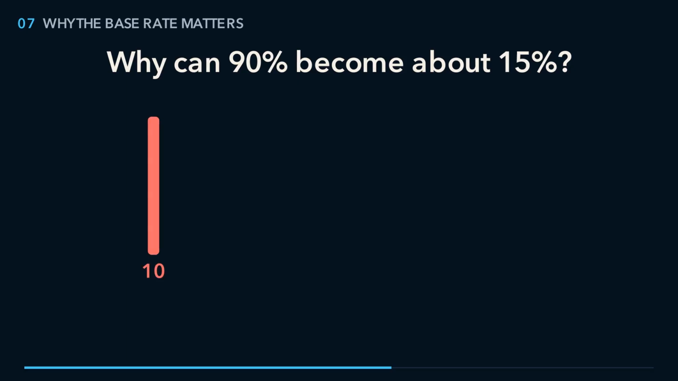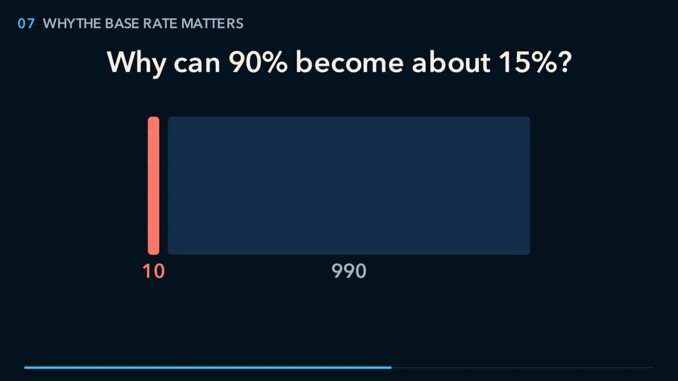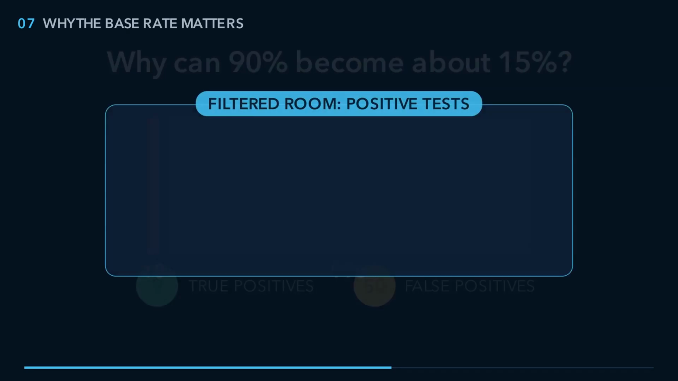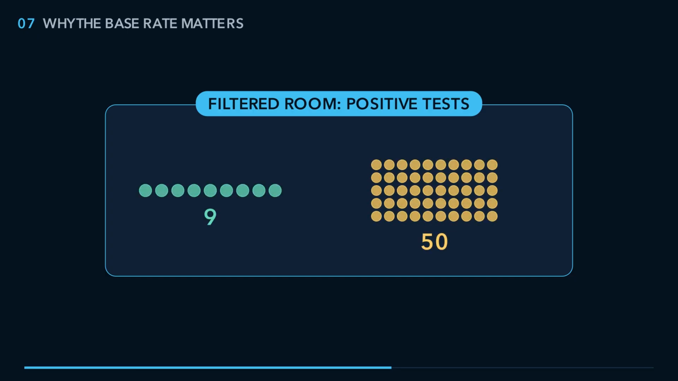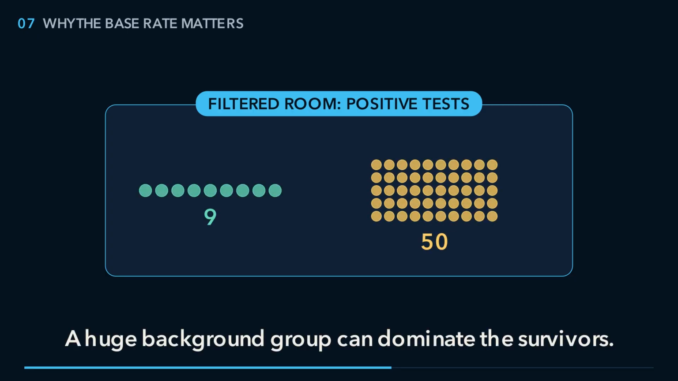The test catches 9 of the 10 real cases, which is genuinely strong. But the group without the condition is enormous, 990 people. Even a fairly small false positive rate creates 50 false alarms there. After we filter to positive tests, those 50 false alarms share the room with only 9 true positives. This is the base rate effect. A rare condition begins with a tiny group, so the larger background group can dominate the positive results.